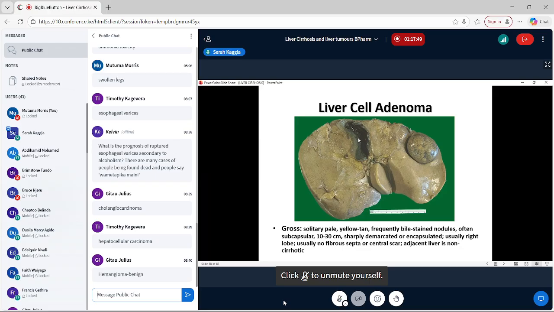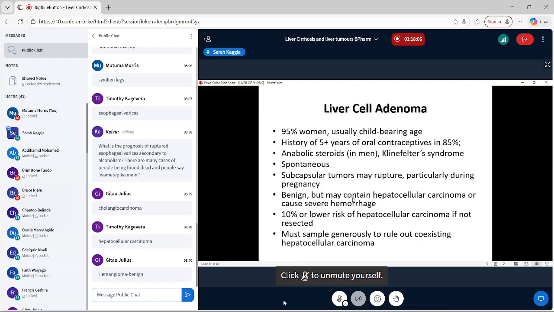So this is the adenoma. So you see, this is a capsule here. Okay? It can easily rupture over here, especially in pregnancy. Okay. As I said, it's an adenoma, so it's a benign lesion.